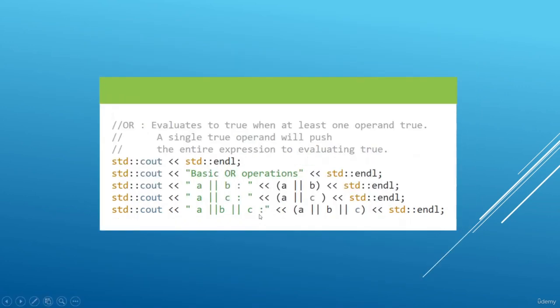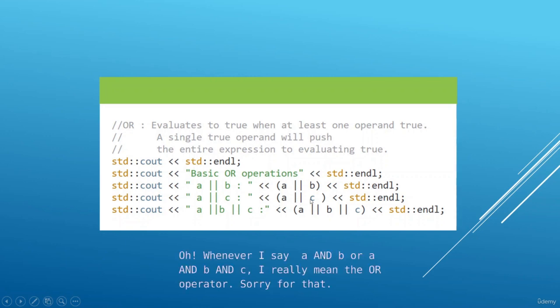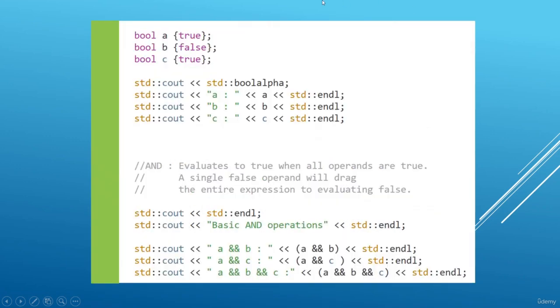We can also do OR operations on these things, and this is going to give you a true if any of the operands is true. We know that A is true and B is false, so this is going to evaluate to true. A or C is also going to evaluate to true because A is true. A or B or C is going to evaluate to true because A is true. So let's go back and see this. These are the values we're going to be using here.